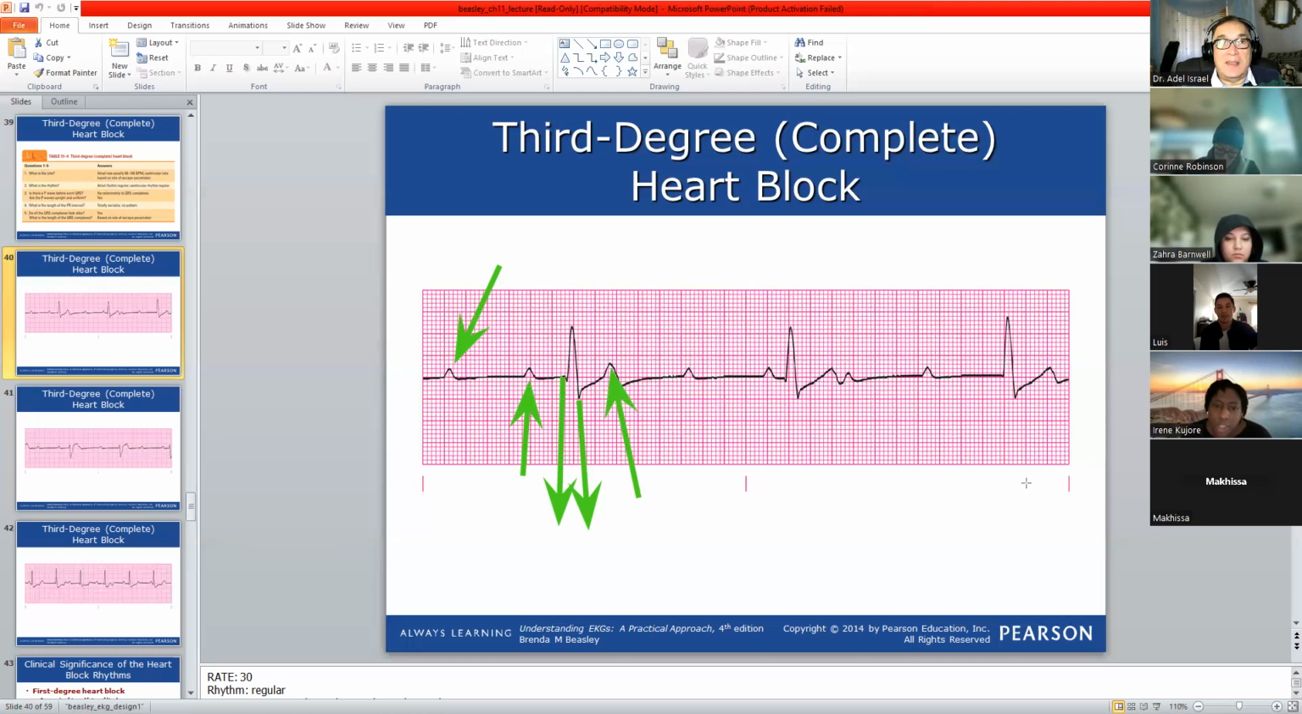You notice that? Yes. So QRS here is wide all the time. But in second degree, which we call, like you mentioned, Zara, the pattern of 2 to 1 or 3 to 1, we will find the QRS is going to be narrow. So this is the trick.